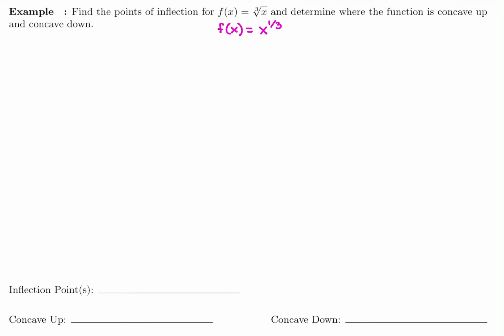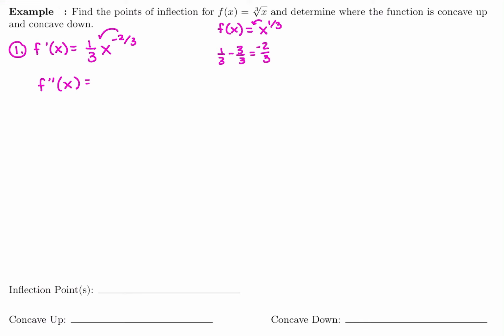So we have x to the 1/3, and we're going to take the second derivative and set it equal to 0. So our first derivative, from bringing down the power, we're going to get 1/3 x to the 1/3 minus 1. So we're going to do some side work here again. 1/3 minus 1 is 1 minus 3 is negative 2/3. And now we're ready to take our second derivative.